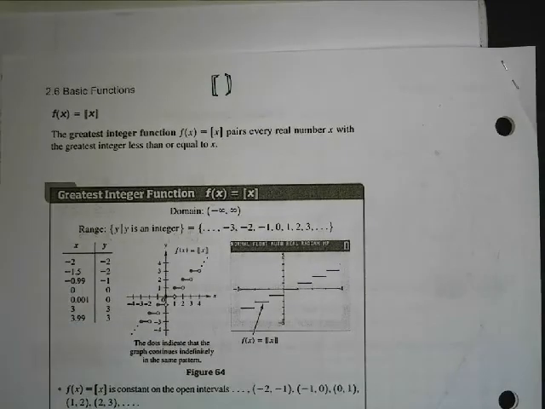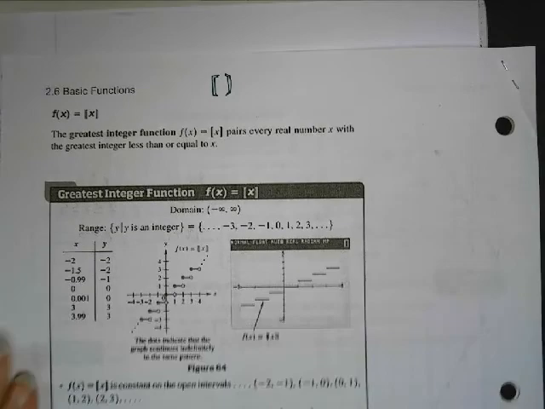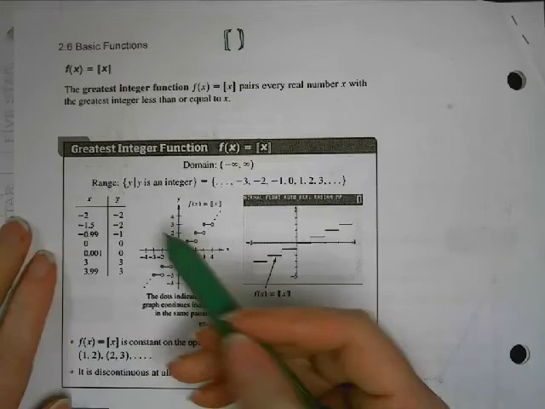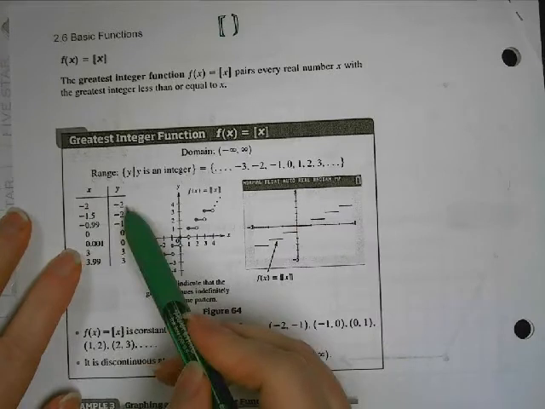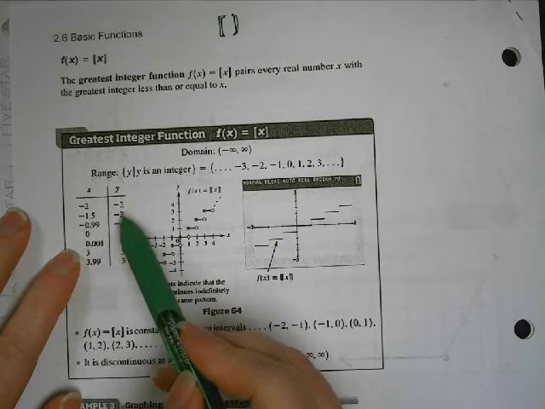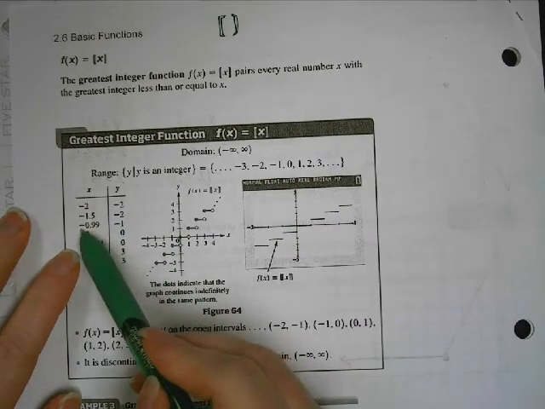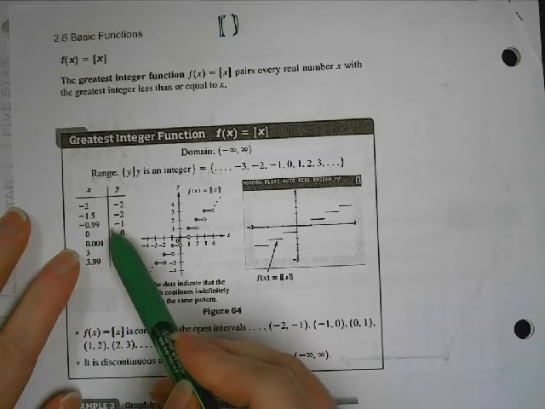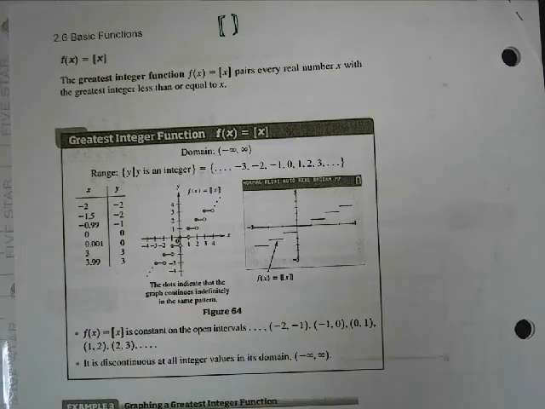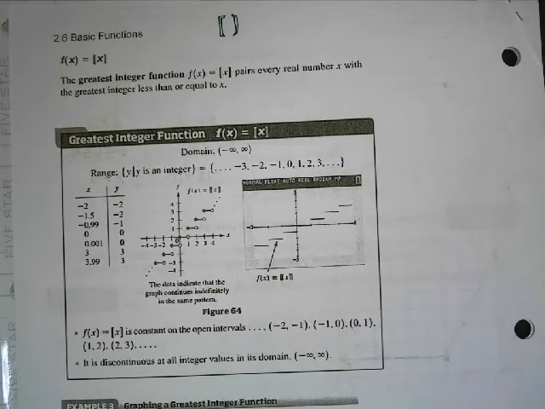The greatest integer function f of x equals x in the brackets pairs every real number x with the greatest integer less than or equal to x. Basically, you always round to the greatest integer. So if you look at the example over here, -2 rounds to -2, -1.5 rounds to -2, -0.99 rounds to -1. It always rounds to the greatest integer.